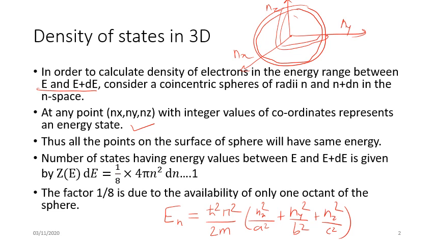The number of energy states having energy values between E and E plus dE is given by Z(E) dE, which is equal to 1/8 into 4 pi n square dn. The 4 pi n square is the surface area of the sphere, and the 1/8 factor is there because only positive values of nx, ny, and nz are considered. That means 1/8 of this three-dimensional space, that is one octant, is considered. That's why the 1/8 factor came here.